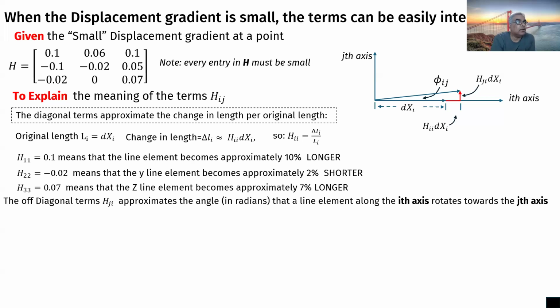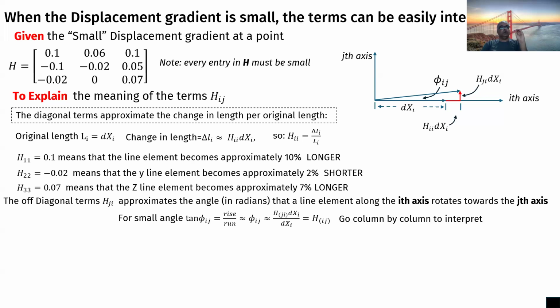Okay. The off diagonal terms, now you have to be careful. hji, notice it's a reverse, approximates the angle that the line element along the i-axis rotates towards the j-axis. Right? How much does the line element rotate? So for small angles, you can see that in the figure that tan phi ij is rise over run, which is hji dxi, that is the rise. The run is approximated as dxi. Can you see that we are not putting that 1 plus hii? So you can cancel it and you'll get hji is the tan phi, and which is approximately phi because it's small deformation.